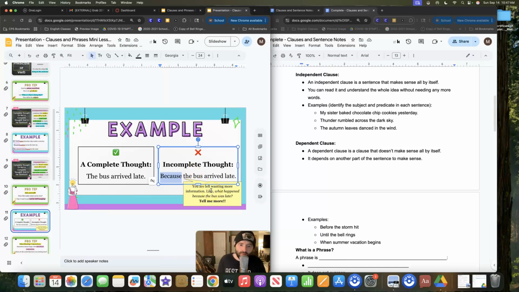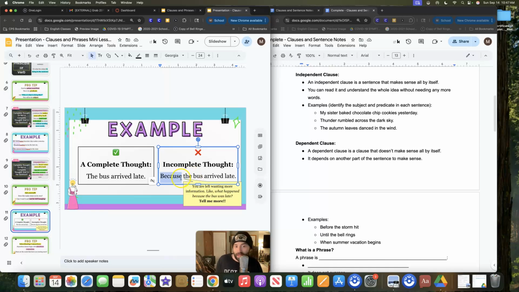You are left wanting more information. What happened because the bus was late? What happened? I was 40 minutes late to school. I had to get driven to school by my parents. I decided just to not go to school and go back into my room and play Fortnite.